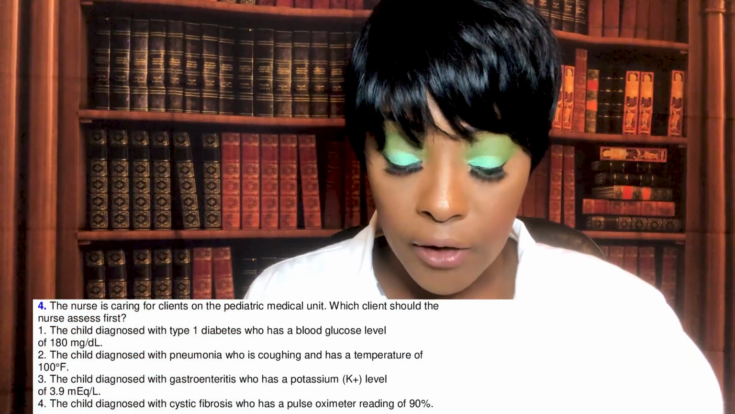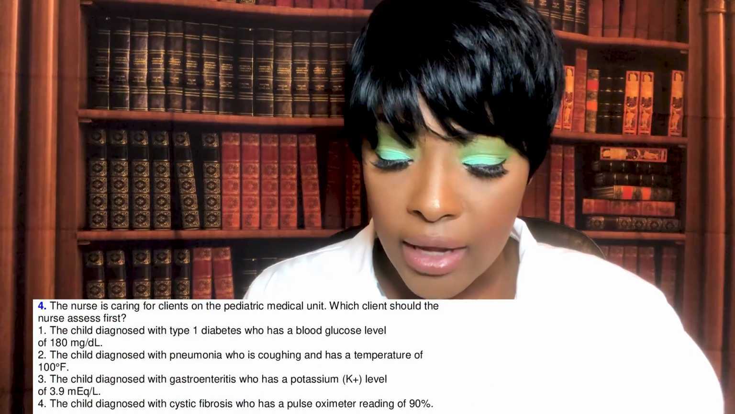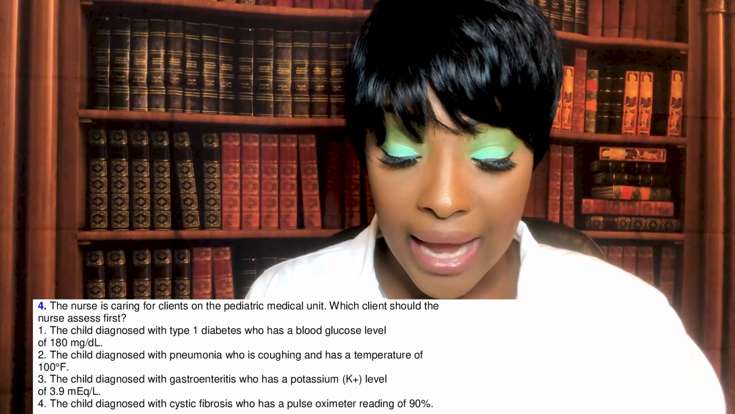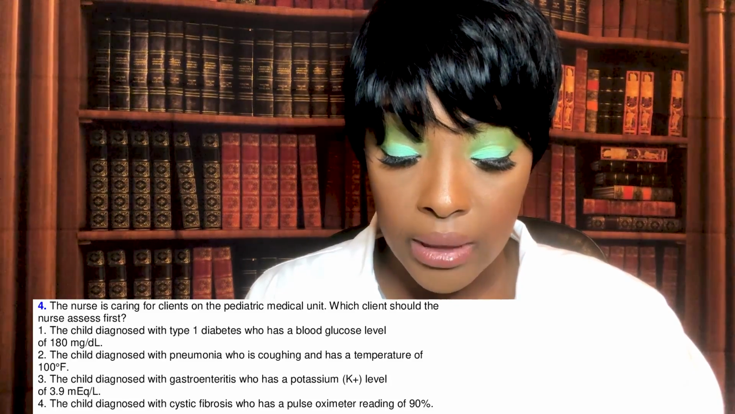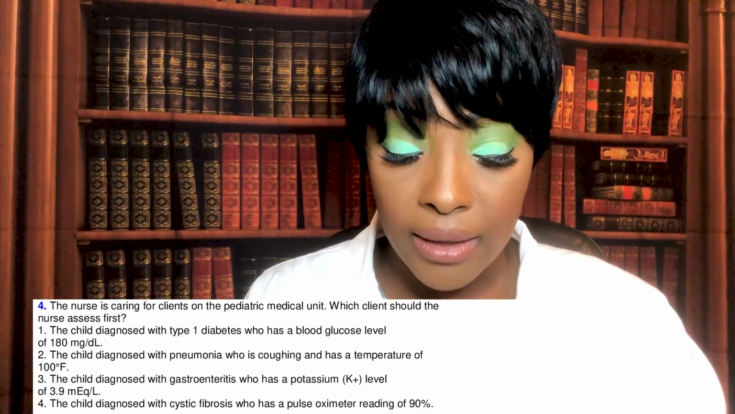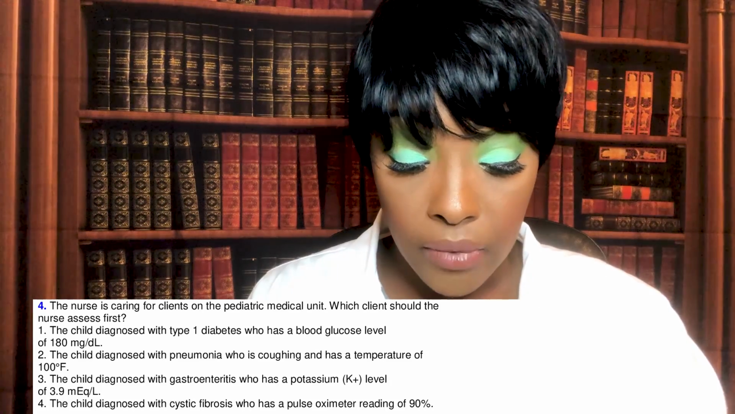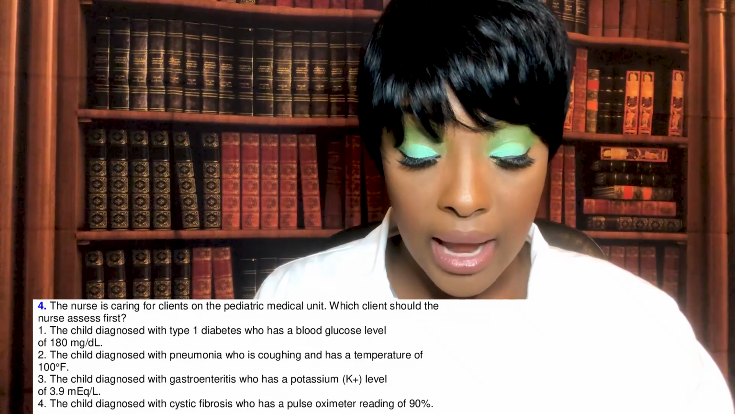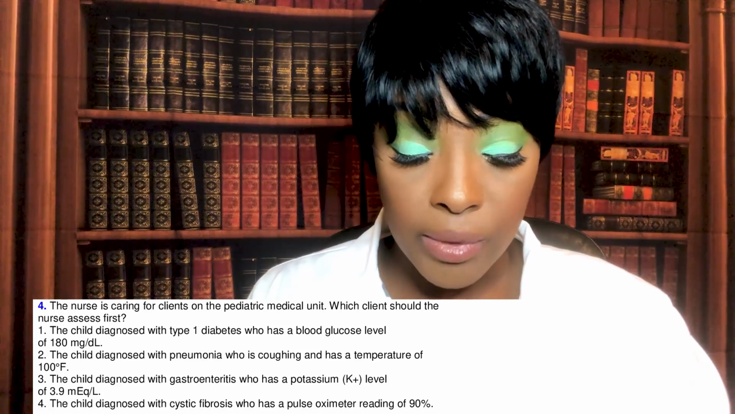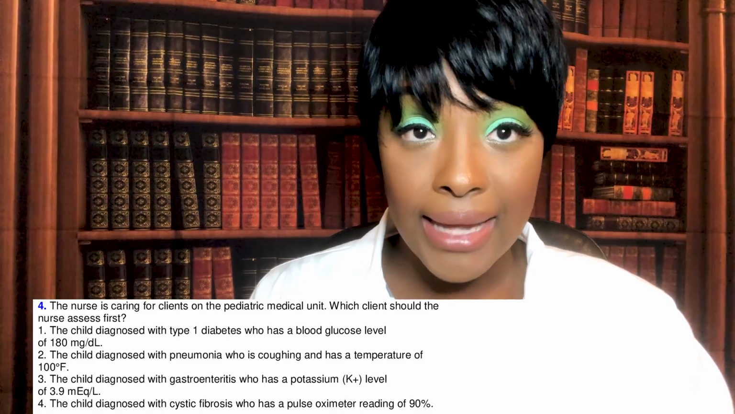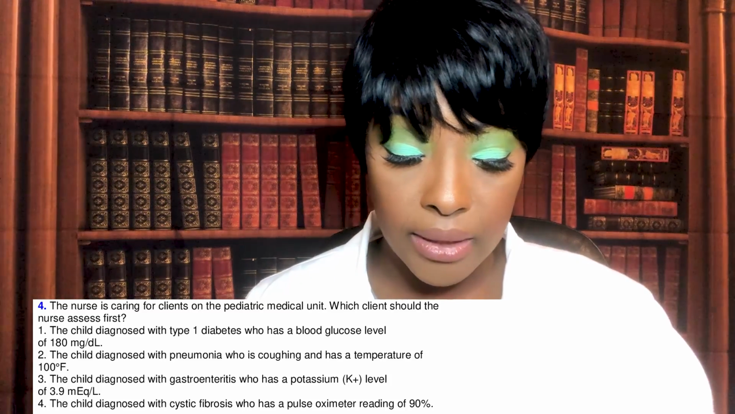FYI. Next question. The nurse is caring for clients on the peds unit. Which client should the nurse assess first? 1, the client diagnosed with type 1 diabetes who has a blood glucose level of 180. 2, the child diagnosed with pneumonia who's coughing and has a temperature of 100. 3, the child diagnosed with gastroenteritis, potassium level of 3.9. 4, the child diagnosed with cystic fibrosis who has a pulse oximetry of 90%. And I'll give you a moment to think of your answer.